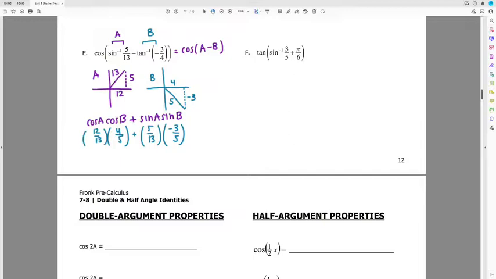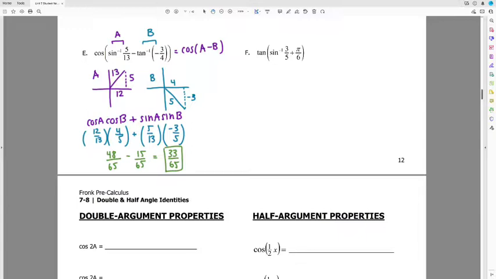And then we just simplify. This becomes 48 over 65 minus 15 over 65, which is 33 over 65. Just box that as our final answer. Don't think we can simplify that.